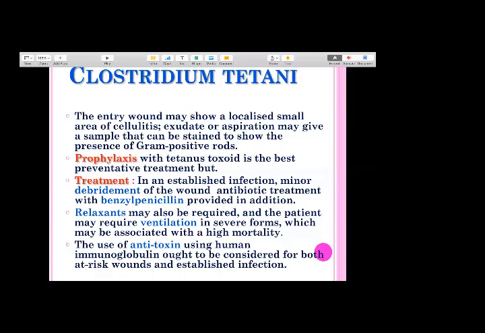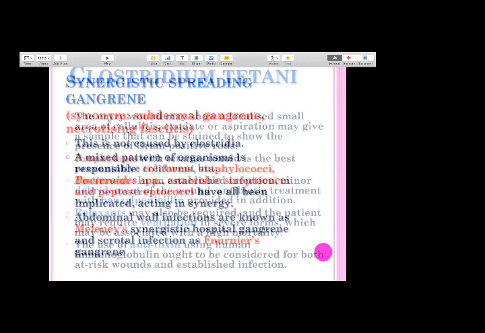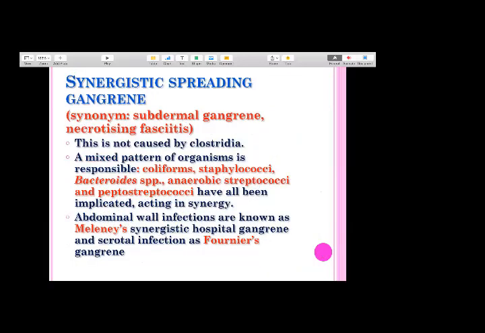Prophylactically, tetanus toxoid is one of the best preventive treatment methods. But if infection is established, it's better to have a minor debridement of the wound followed by antibiotic treatment. Also, relaxants can be given. Synergistic spreading gangrene is next.